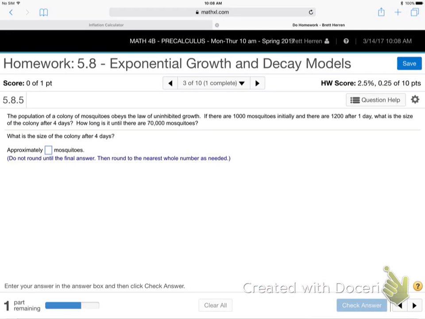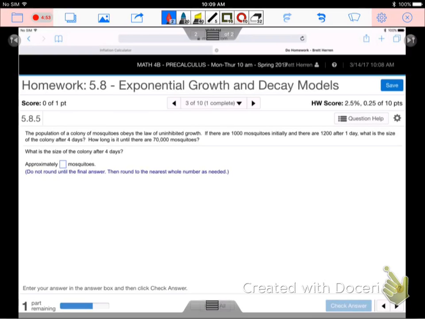Let's go here. All right. So the population of a colony of mosquitoes obeys the law of uninhibited growth. There are 1,000 mosquitoes initially, and there are 1,200 after 1 day. What is the size of the colony after 4 days? How long is it until there are 70,000 mosquitoes? All right, so what formula are we going to use on all these exponential growth and decay problems?